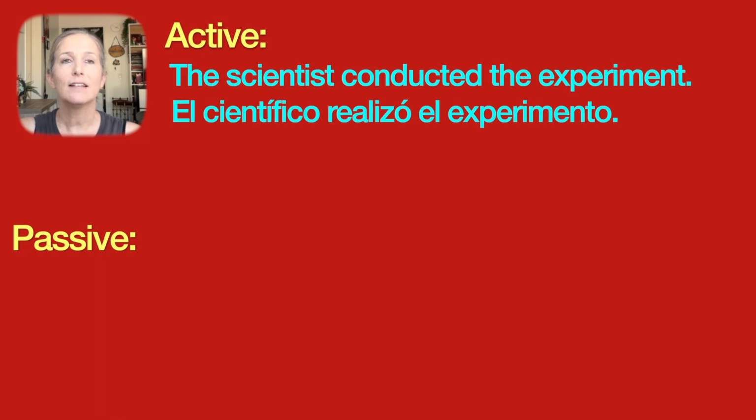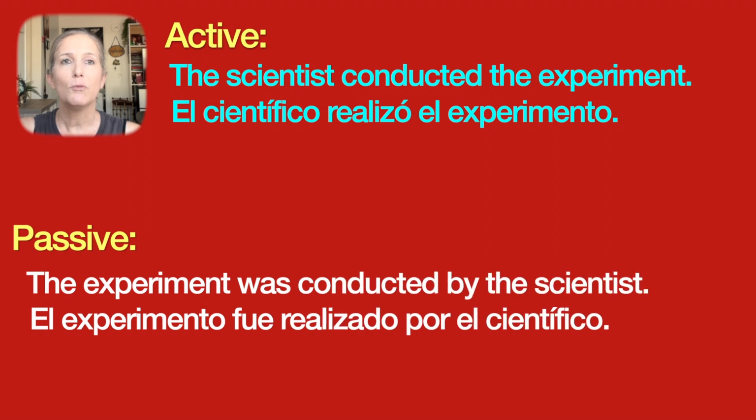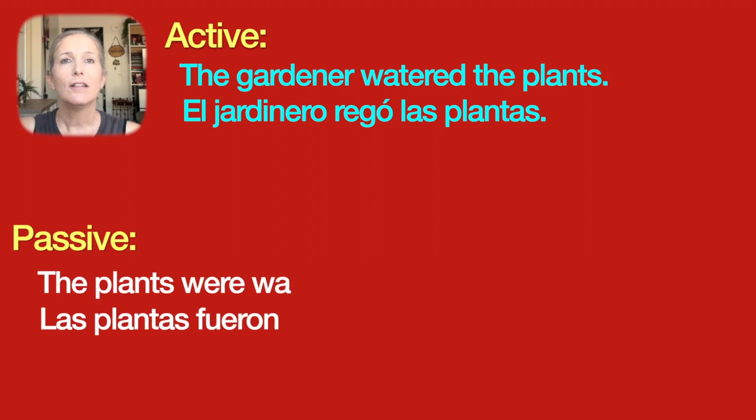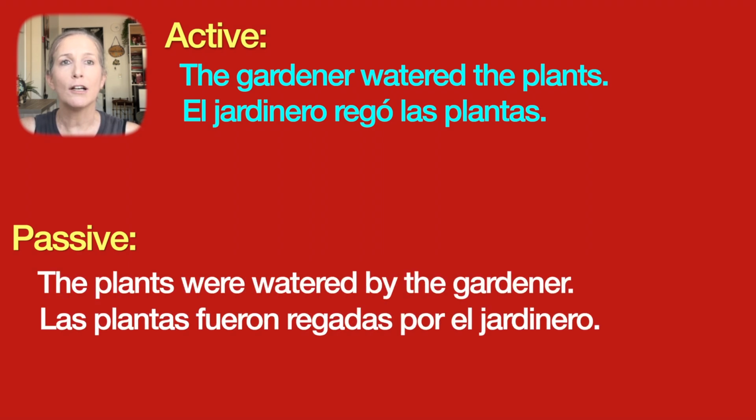Active. The scientist conducted the experiment. Passive. The experiment was conducted by the scientist. Active. The gardener watered the plants. Passive. The plants were watered by the gardener.